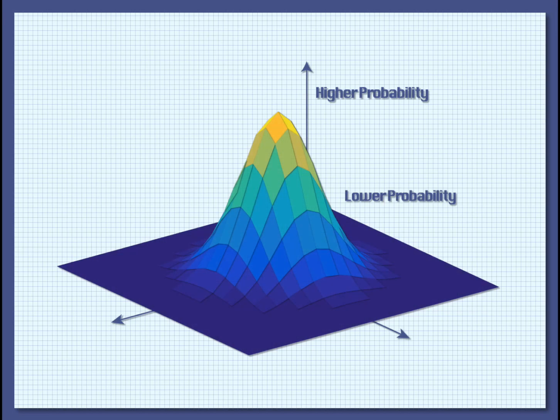Instead of just looking at the probability of finding the buoy at a certain distance from the center, we can look at the probability of finding it at any point on the ocean's surface. That graph looks like this.